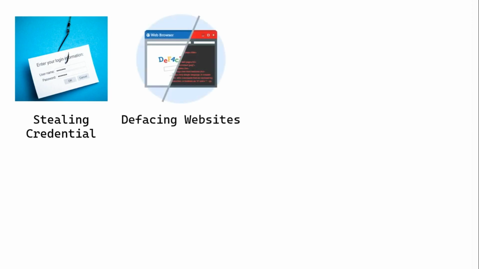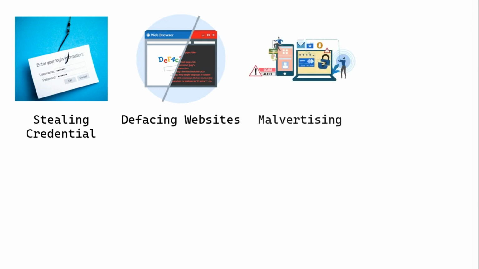Cross-site scripting, XSS, attacks can be used in a variety of ways. Stealing credentials. Attackers can use XSS to steal user credentials such as usernames and passwords, session tokens, and other sensitive information. Defacing websites. Attackers can use XSS to change the appearance of a website, including adding or removing content, changing images or logos, and altering the layout or design. Malvertising. Attackers can use XSS to inject malicious ads into legitimate websites, which can then infect the user's computer with malware or other malicious software.